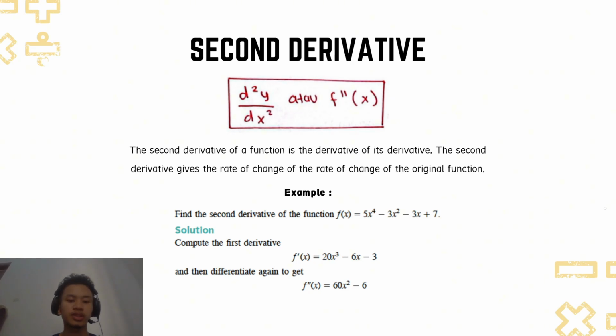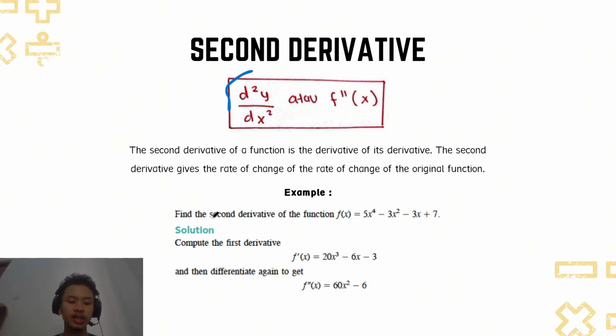Okay, let's move to the second derivative, and here is the formula. As the name suggests, the second derivative of a function is simply the derivative of its derivative. It is like finding the rate of change of the rate of change. Okay, let's move to the example. First, find the second derivative of the function f(x) equals 5x to the power of 4 minus 3x to the power of 2 minus 3x plus 7.